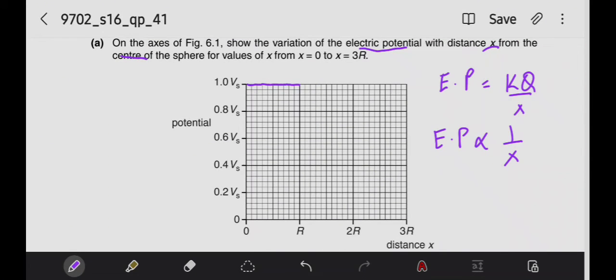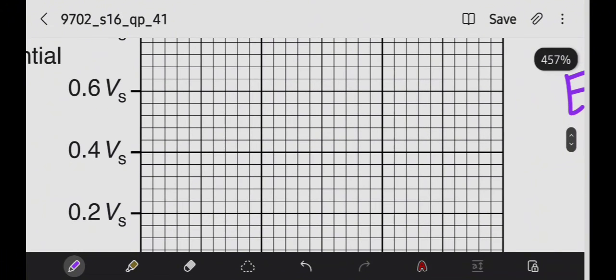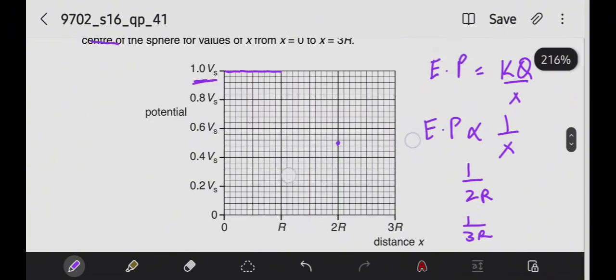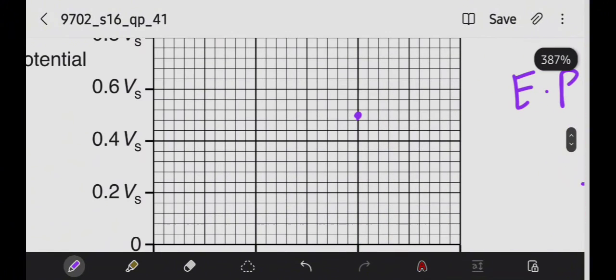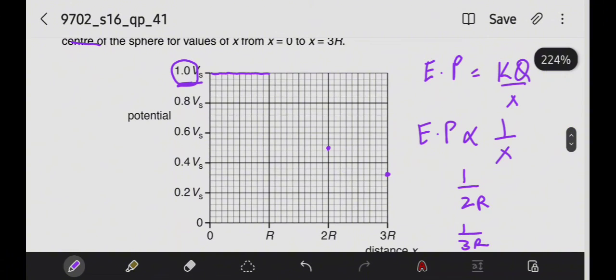And what will happen to the potential if the distance is 2r? So it is being halved, right? The initial potential is being halved. So at 2r, it would be half of this, so that would be 0.5 Vs. It would be somewhere over here. And then if we take 3r, that's 1 over 3 of the original value, so that would be 0.33 Vs. You can say that it would be over here somewhere, right? And just draw the curve.